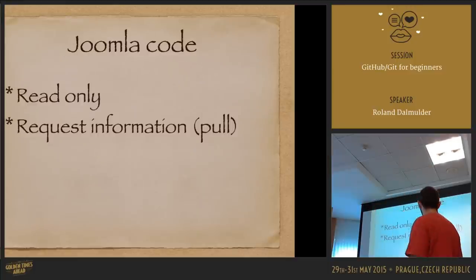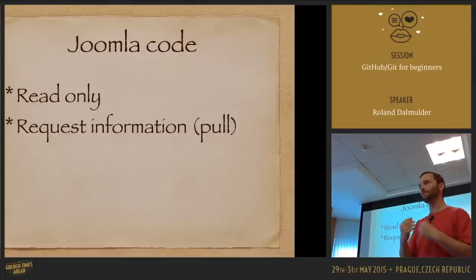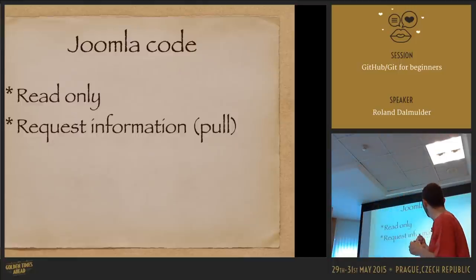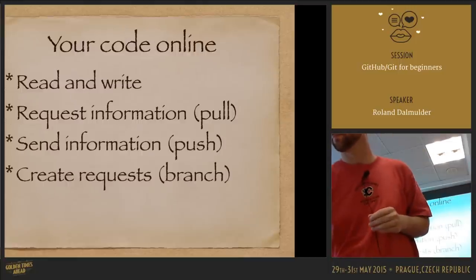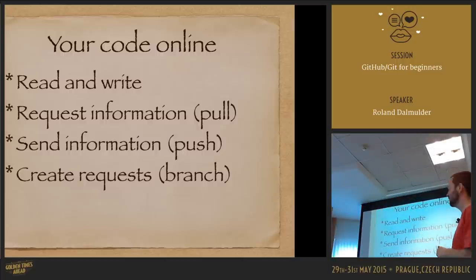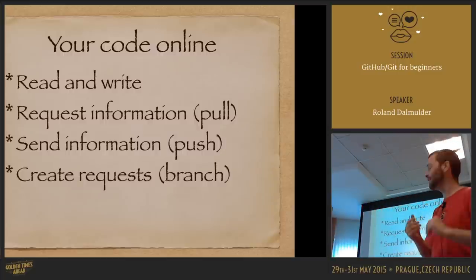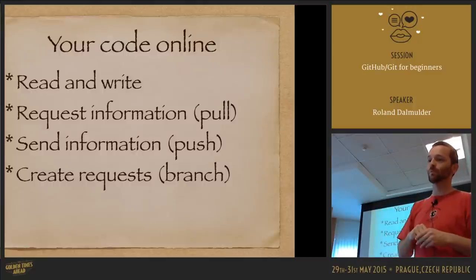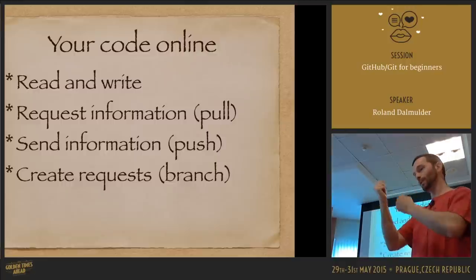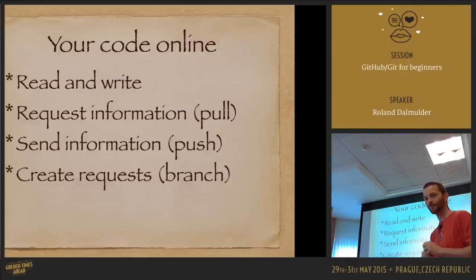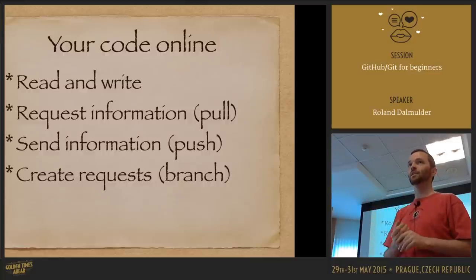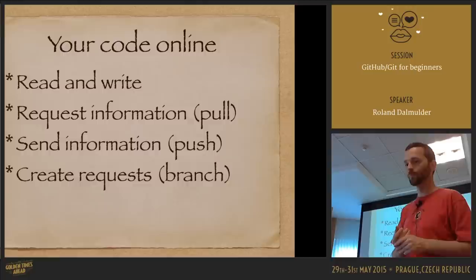So the Joomla code, as I said, is read-only, and we can only request the information from it. As you saw before with the arrows, we cannot send anything there, we can only read from it. And the code online, because it's ours, we can read the code and we can write to it. So to make the local copy, we do a pull, because you're pulling it to yourself. You can also push the information back to your code online. That's when you have made a change because something is broken or you have a new feature.